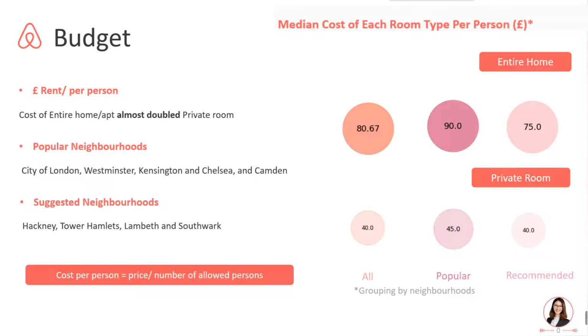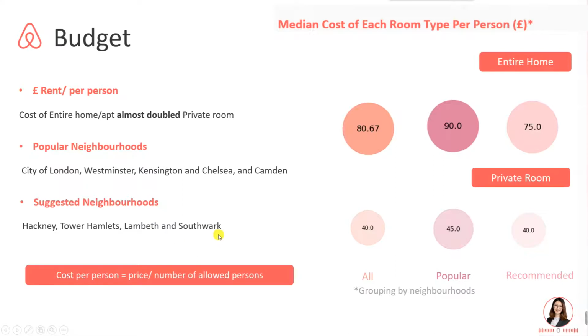Let's then look at the prices of different types of rooms. We divided the price by the number of allowed persons to make it easier to compare between different room types. The median cost of entire home per person is almost double that of private room, while we also recognize the significant differences in price between the popular and recommended neighborhoods that we discussed above. The cost of recommended places is even lower than the overall median cost. Therefore, in terms of price and location, the recommended neighborhoods are Hackney, Tower Hamlets, Lambeth, and Southwark.